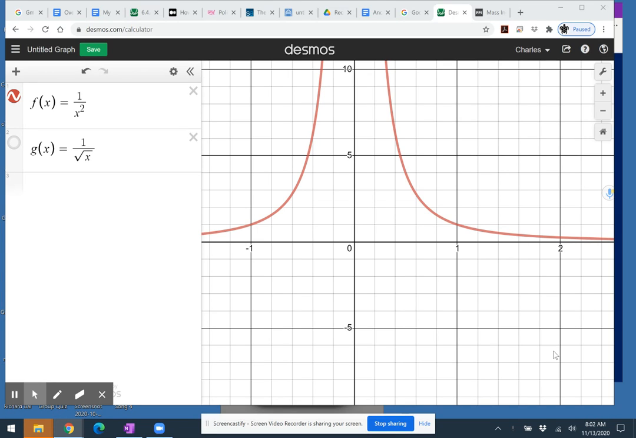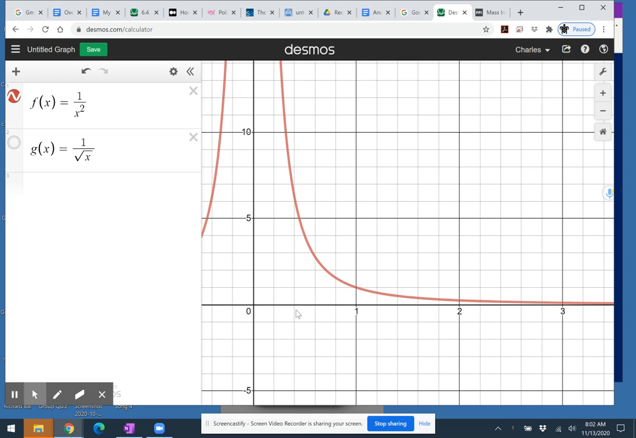I want to have you look at two functions that I'm going to take a look at analytically in a second. First one is 1 over x squared. Now, I'm only looking at the first quadrant right here, the positive side of this. So ignore the side on the left.